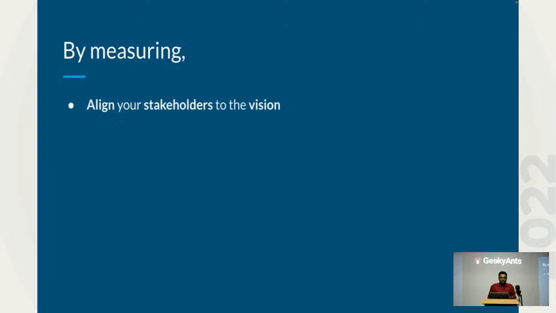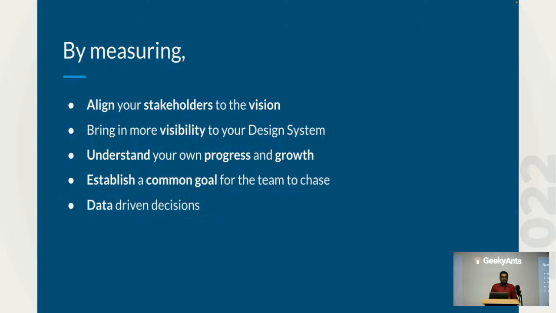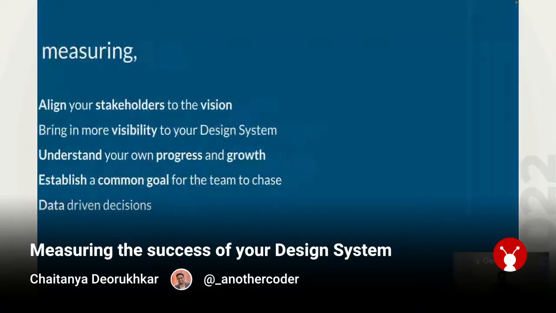By measuring, we were able to align our stakeholders and our leaders to the vision that we had with our design system. We were able to bring in more visibility into what we are building in the design system. We were able to understand our own progress and growth of the design system. We established a common goal for the team to chase, and we were able to make data driven decisions. And I know all of this sounds like corporate mumbo jumbo. What do I mean by all of this? So what should we really measure?